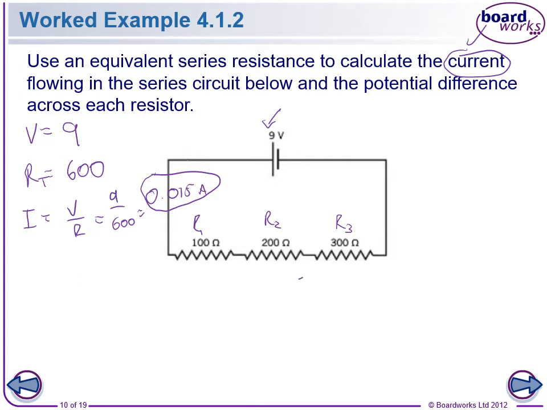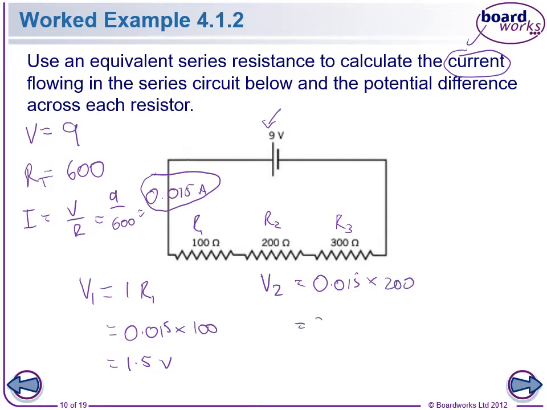So the voltage across R1 we're going to call V1, and that is equal to I R1. So 0.015 multiplied by 100, and so that gives us 1.5 volts. The current is the same going through all of them, so once you know the current, you can multiply that by the resistance to get the voltage. Let's look at V2. The voltage across resistor 2 is equal to 0.015 multiplied by 200 this time, so we get 3 volts.